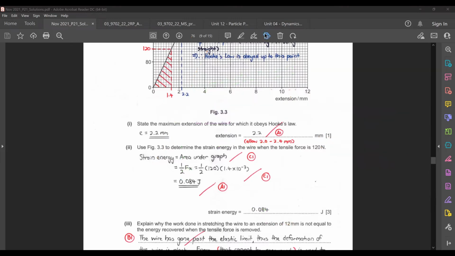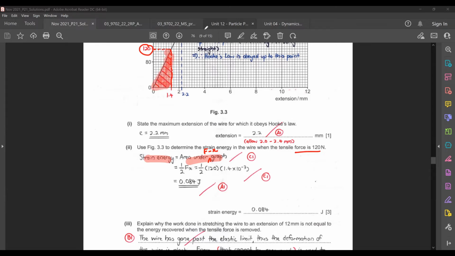Strain energy is always the area under your graph, specifically the area under your force extension graph. So in my case, I want to find out the strain energy for a tensile force of 120 newtons. 120 newtons is over here. So I want to find the area under the graph, which is indicated by this little region here.